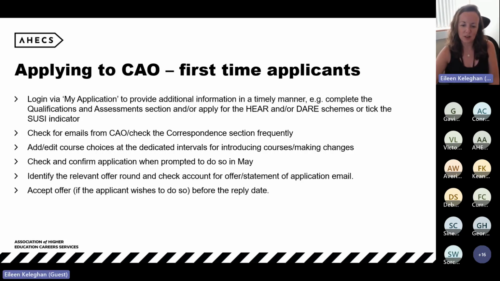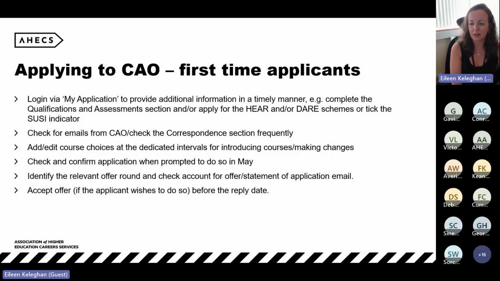Just a couple of things for the applicants to watch out for. Obviously, they have to watch out for emails from CAO, and they can do this either in their email account. However, the best place to watch out for emails is in the correspondence section of the applicant's own account. So any email that we send to applicants is available in the correspondence section. So they should get into the habit of checking their account frequently to make sure that there aren't any instructions from CAO that they may have missed.